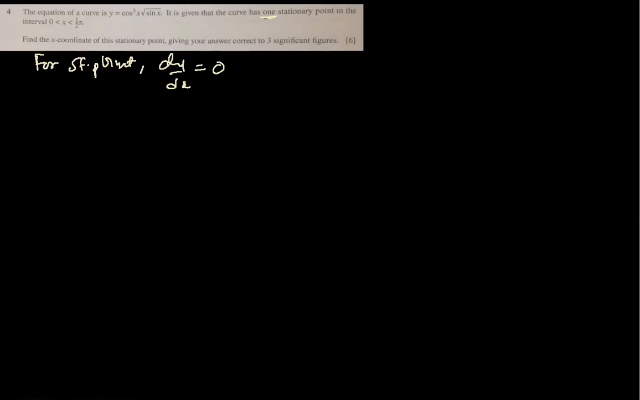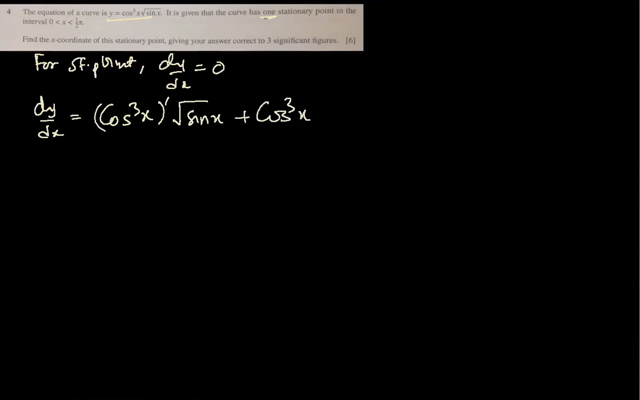So we'll differentiate this. Dy over dx, since two parts are multiplying which both have a variable x, we'll use the product rule. So cos cube x, we will differentiate this one. We will not touch sin x. In the second part, cos cube x will stay there and we will differentiate sin x. The square root of sin x can also be written as sin x to the power half. Just keep this in mind while differentiating, it will be useful.